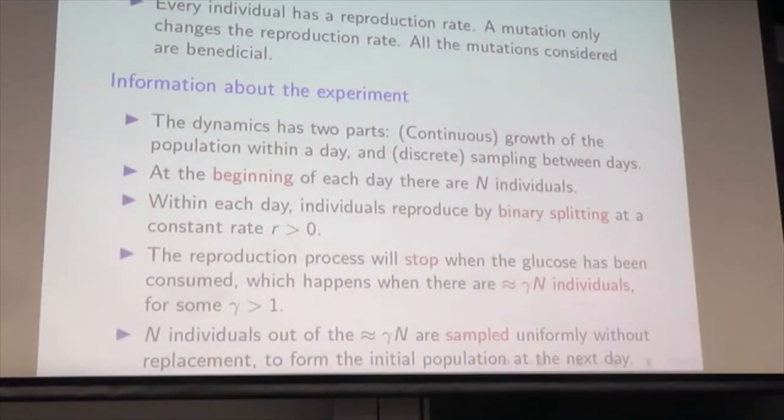Okay, so there is still something to say about the experiment. We assume that every individual has a reproduction rate. The individual will split, or reproduce, at this reproduction rate. It's a random phenomenon: after an exponential time, it will split. And a mutation only changes the reproduction rate.